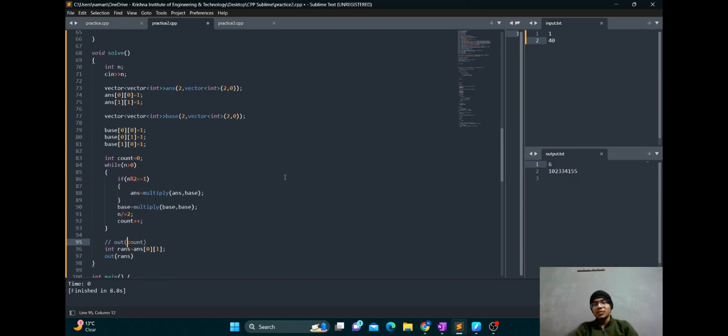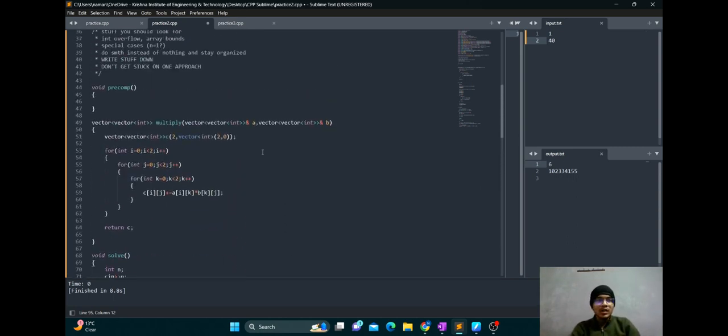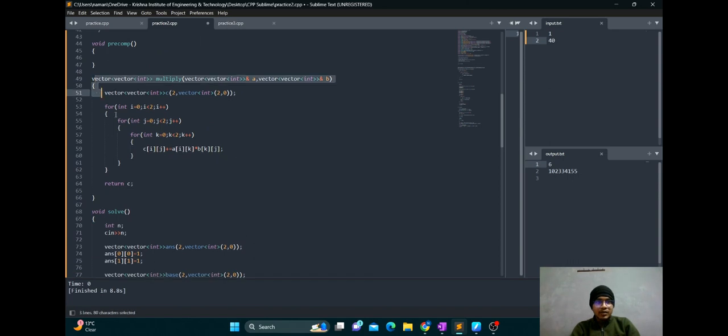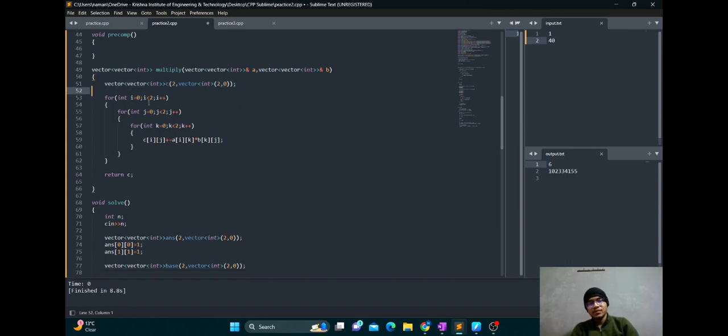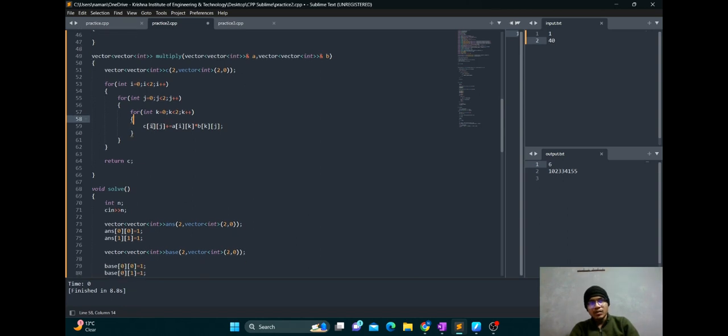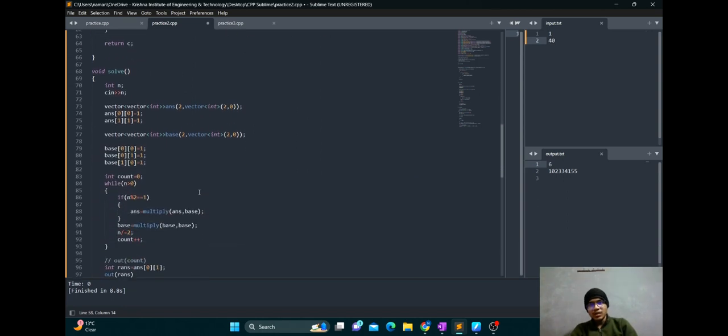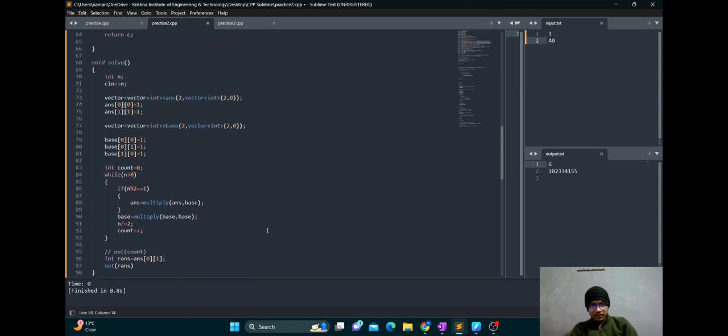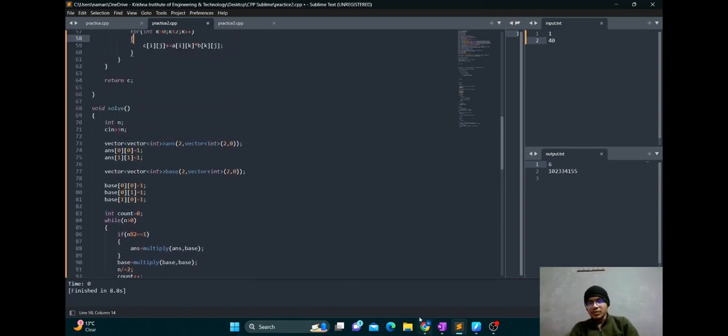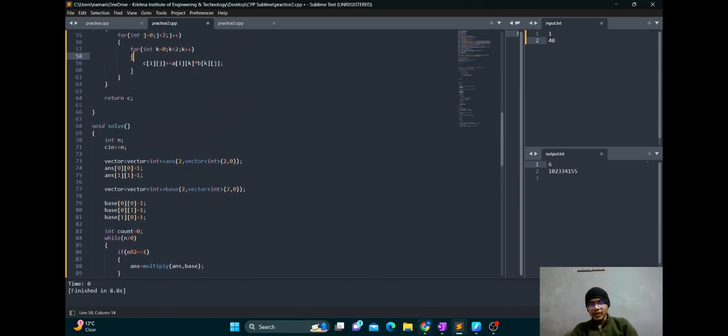So its time complexity is O(log n), and this multiply function is a constant-time function, as we are multiplying only 2 by 2 matrices. So it will go approximately 8 times, as 2 into 2 into 2 equals 8. It is just a constant number, so the time complexity is O(log n) for this matrix exponentiation method of finding the Fibonacci number.